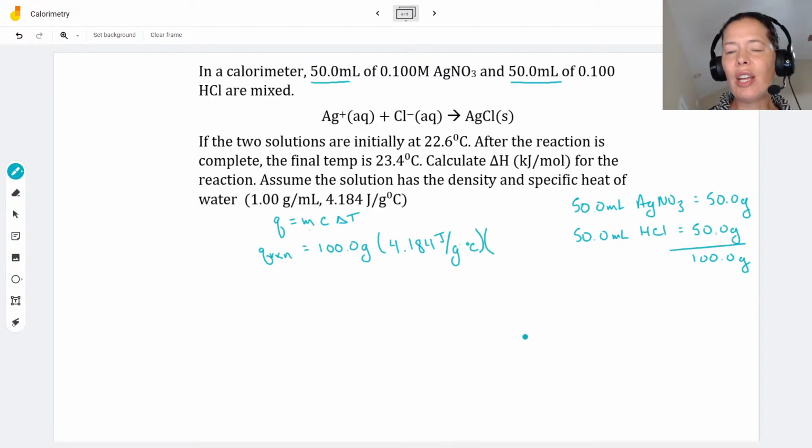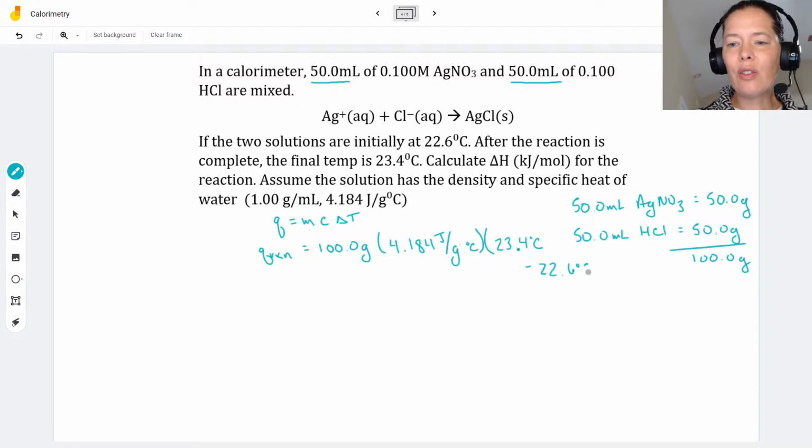And then my change in temperature. So I have a final temperature of 23.4 degrees C, minus an initial temperature of 22.6 degrees C. Okay, I have all my numbers in.